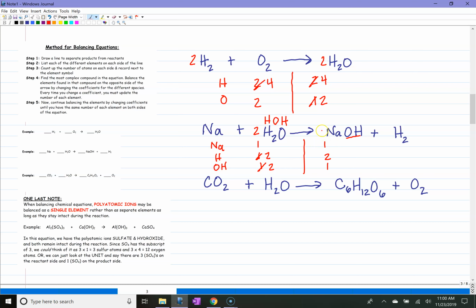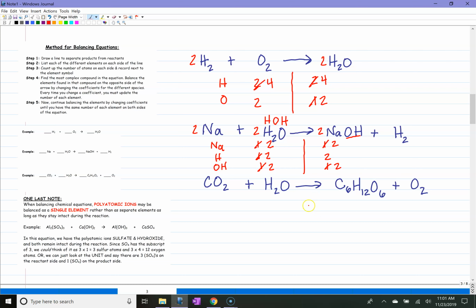So now I've got to come over and balance out hydroxide. And I can do that by putting a coefficient of 2 in front of sodium hydroxide, which gives me my two hydroxides, but it also gives me two sodiums, which I'll have to come and balance out on the reactant side by putting a 2 in front of sodium. Now, everything is balanced. I have the same atoms and number of atoms on the reactant side as on the product side.